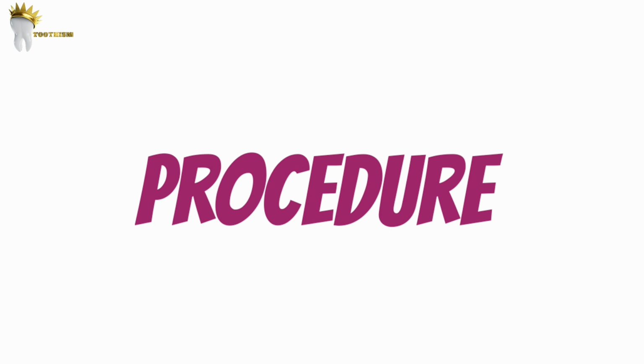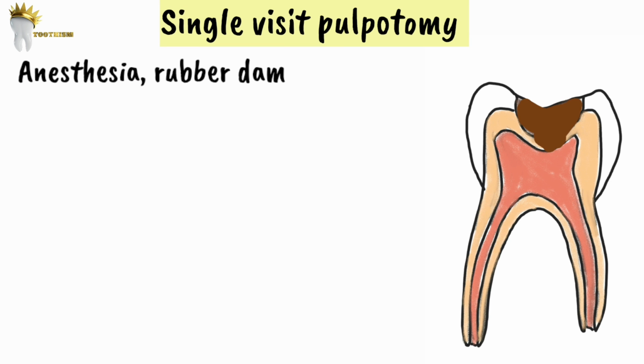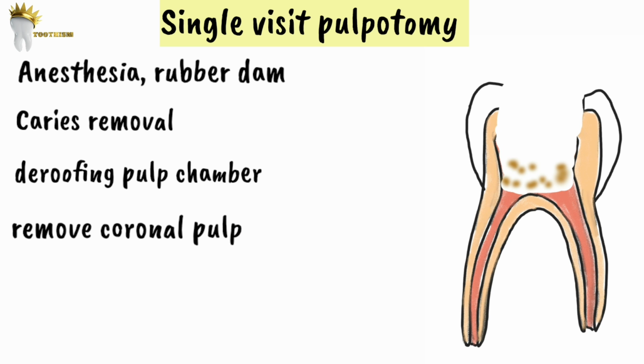Now I am going to talk about the procedure of pulpotomy. We will start with the most commonly done procedure, which is the one visit or the formocresol pulpotomy. First, of course, LA is administered and a rubber dam is placed. Following this, all the caries is removed with a high-speed bur. Enlarge the exposed area and de-roof the pulp chamber. Overhanging enamel or ledges are removed at this point. Now start scooping out the coronal pulp with a spoon excavator.